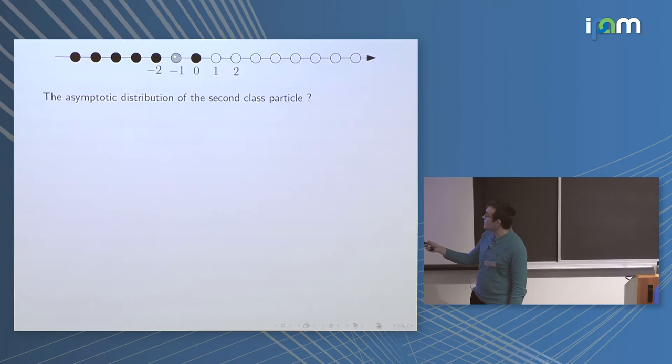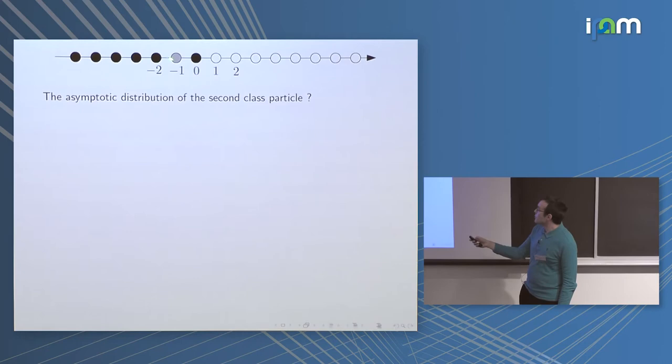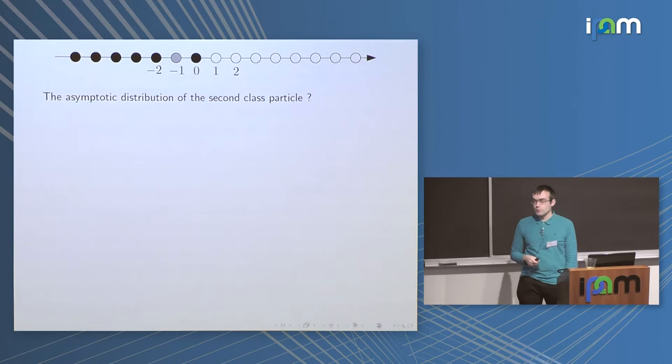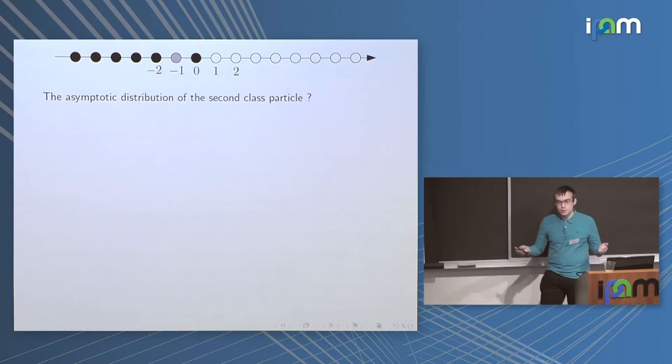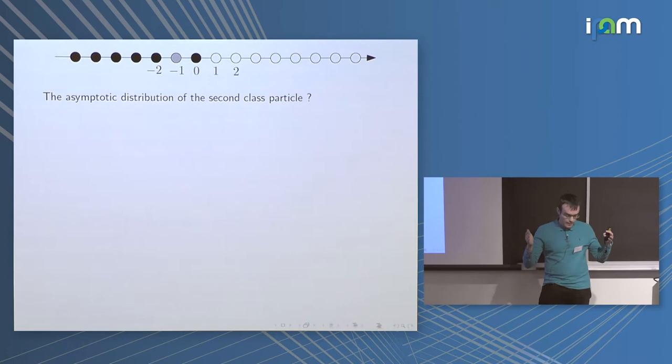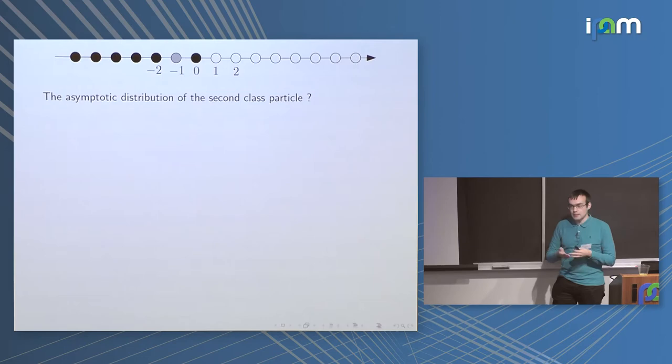But now let me slightly change the question and ask what happens if the second class particle originally is at -1. And then at zero I still have a first class particle, then there are holes to the right and first class particles to the left. So it differs from the previous configuration by just one swap between -1 and zero. What happens with this second class particle for this initial configuration? If you see this question for the first time, one reasonable guess would be that it would be the same, a uniform distribution on the scale t, because the second class particle lives on the scale t, and we did just a swap of one position, so it probably should not affect the large time scaling.